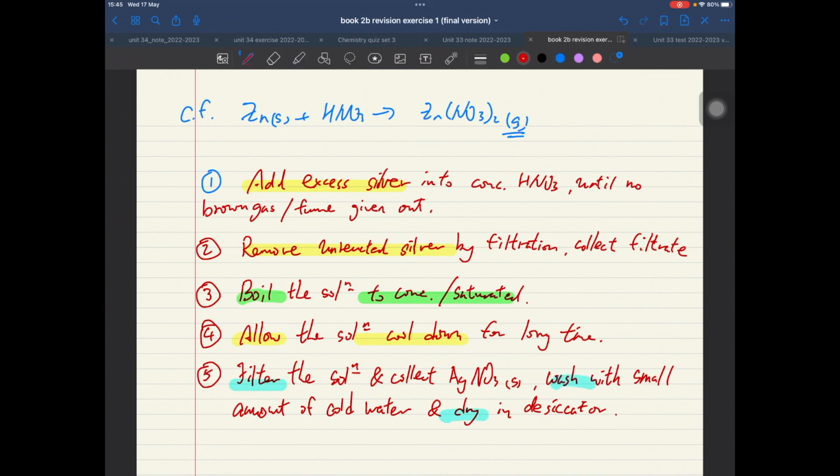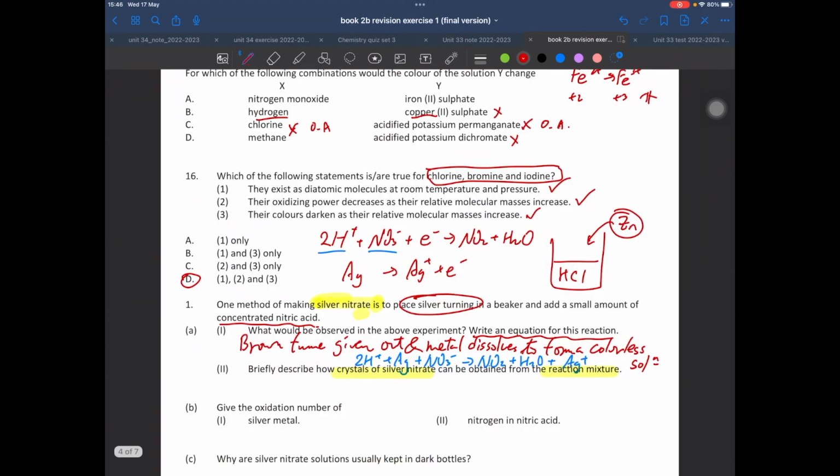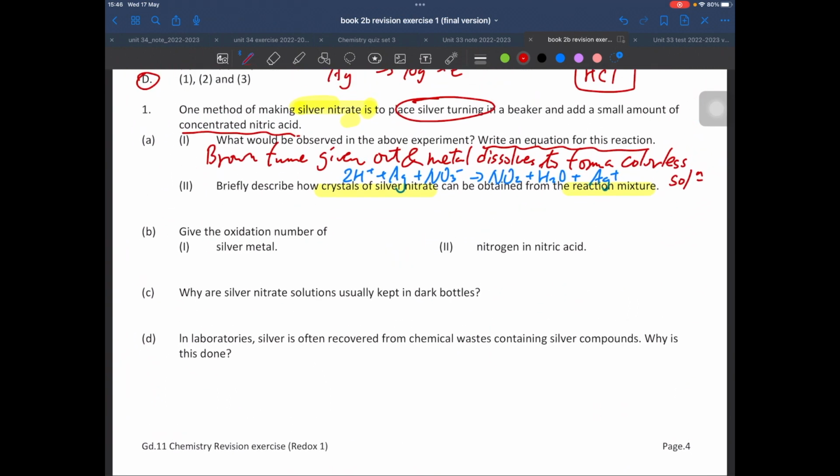But what I want to emphasize here is, this time, do not dry your crystals in an oven, because as for silver metal, don't forget, silver can be extracted by heating the ore alone. So if you put the crystals in the oven, the heat energy may be high enough to decompose your silver nitrate. That's why I suggest you use a desiccator. Right, this is a long question.